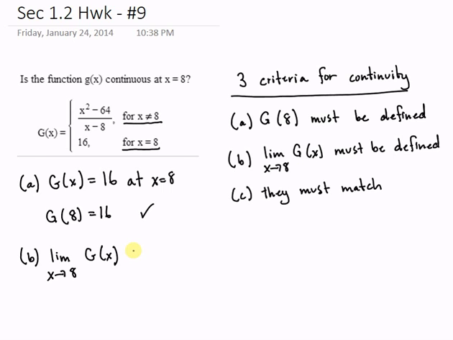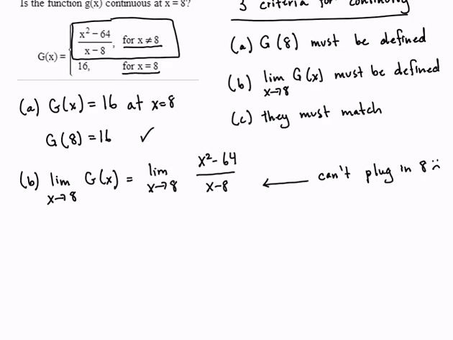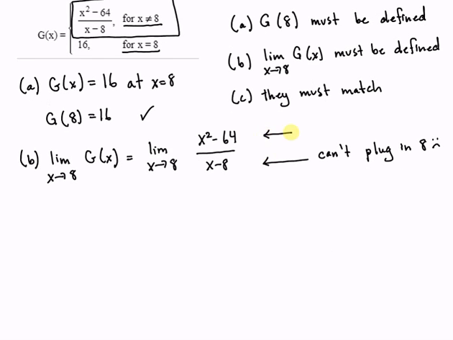Remember, limits don't care what happens at the point, so I'm just going to use this top part of the definition to compute this limit. It's the limit as x goes to 8 of x squared minus 64 over x minus 8. The first thing I notice is I can't plug in my 8. But the second thing I notice is the numerator can be factored.